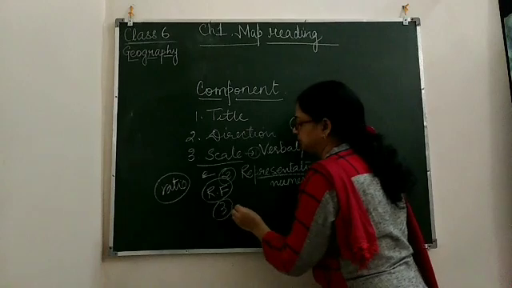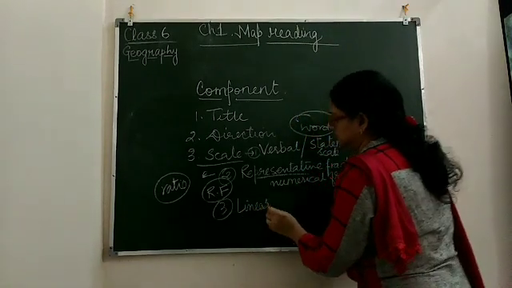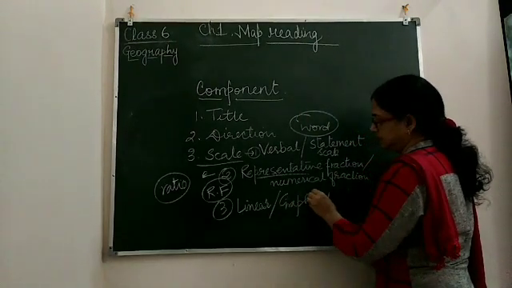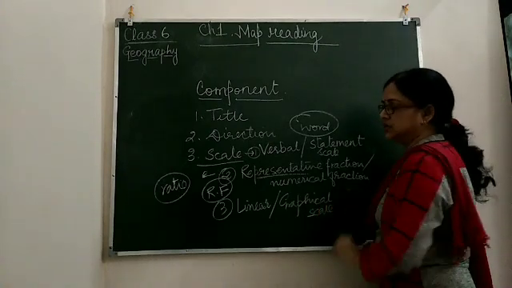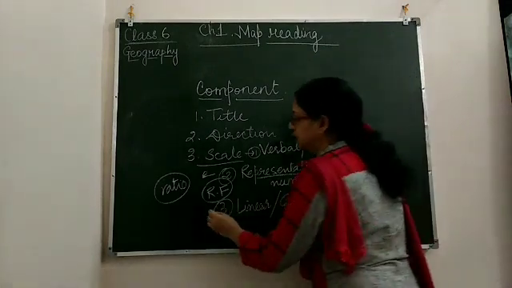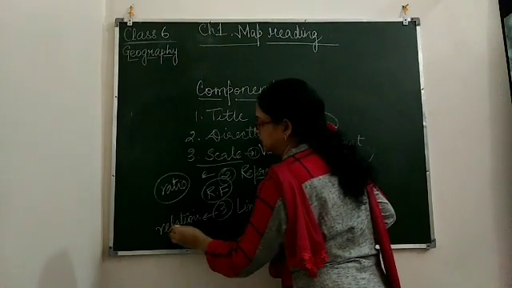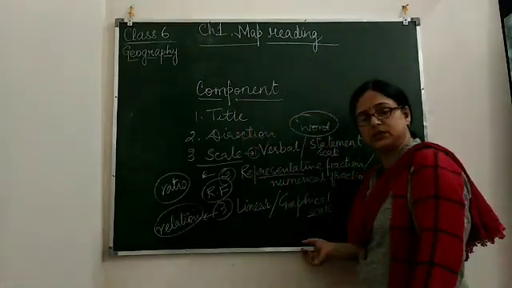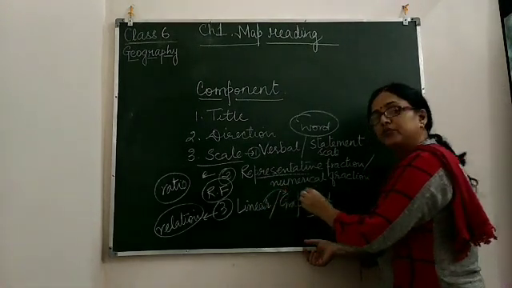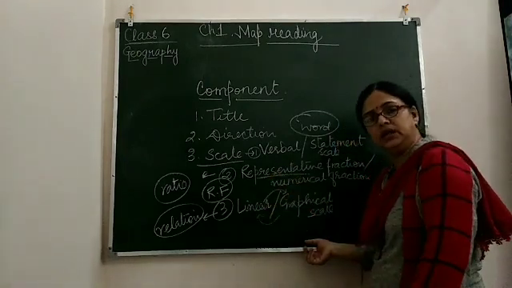The third one is the linear or graphical scale. Here it represents the relation of the map distance to the ground distance. The linear scale is also known by the name of graphical scale, or the graphical scale is also known by the name of linear scale.